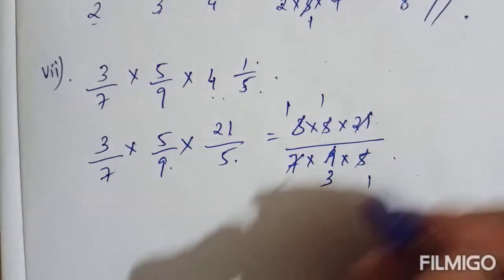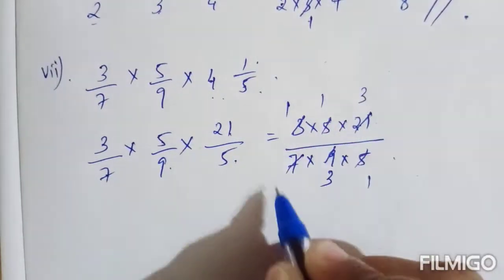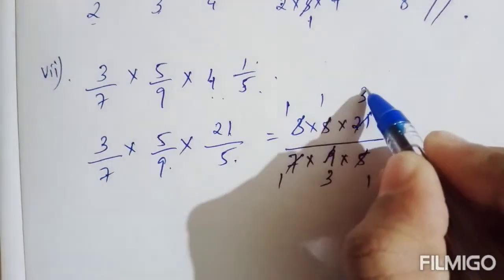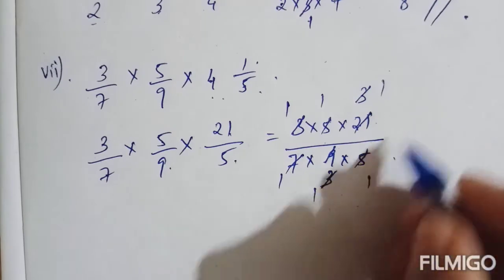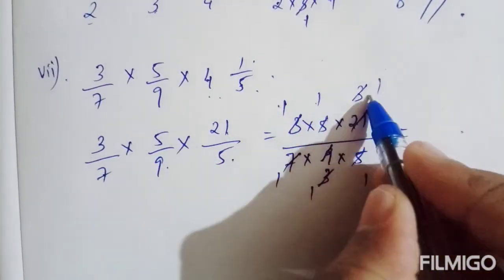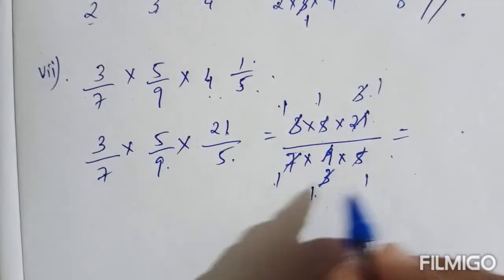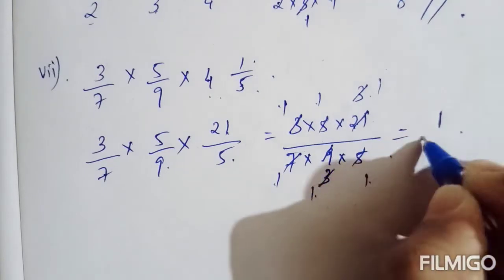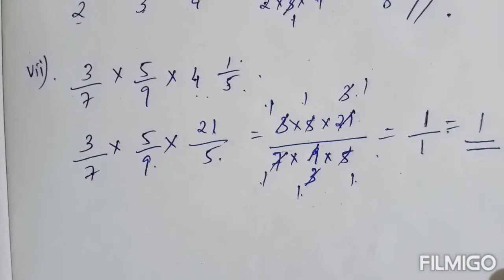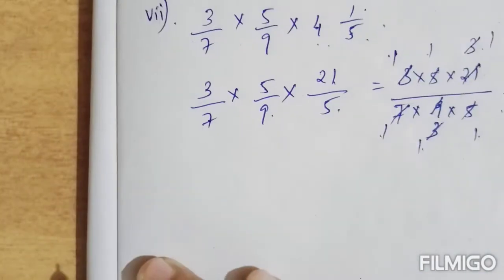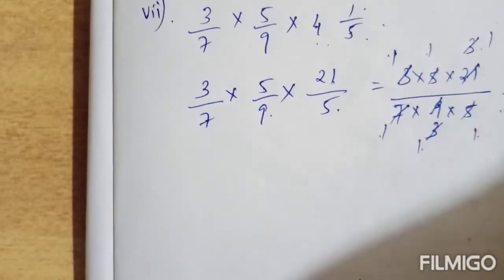21 and 7 you can cancel, it will be 3 here and 1 here. This 3 and this 3 we can cancel, you will get a 1. So 1 into 1 into 1 divided by 1 into 1 into 1, you will get 1 by 1, that is 1. 1 will be the answer.